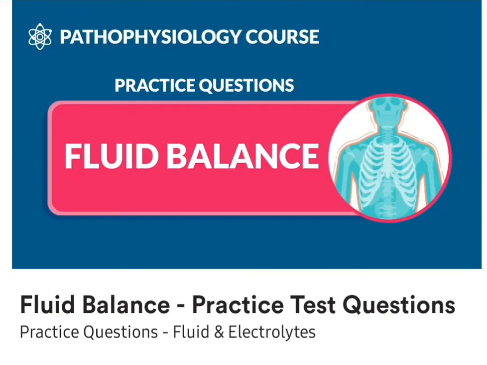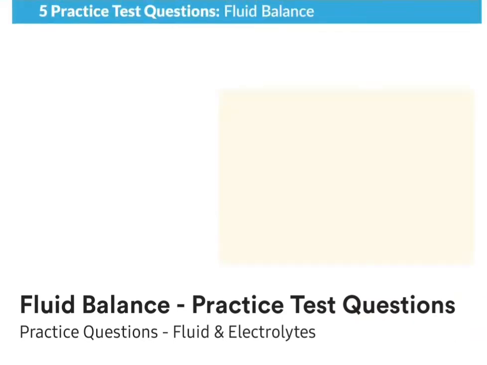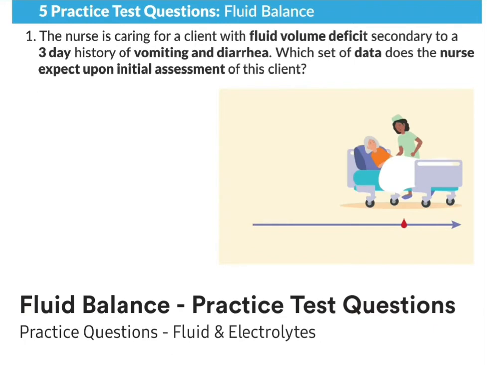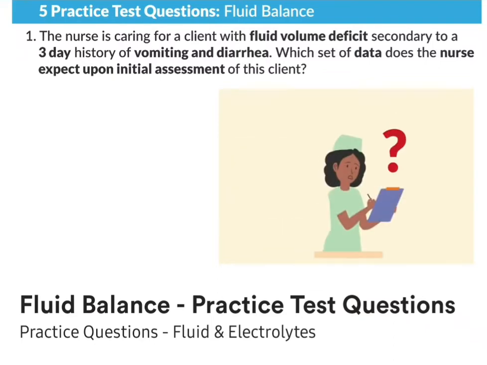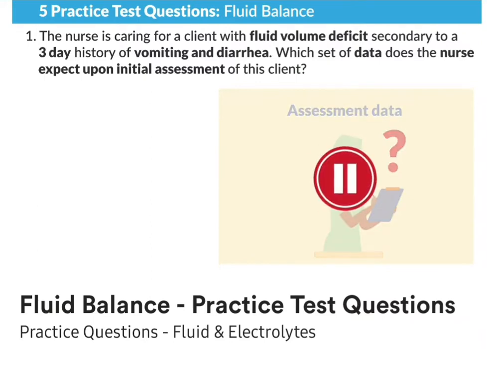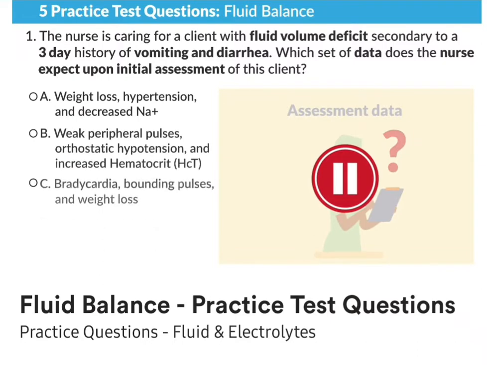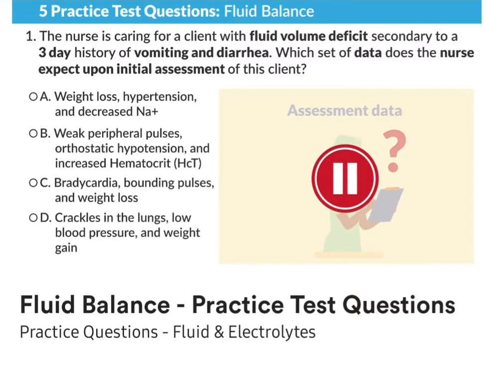Moving on to the 5 practice test questions for fluid balance. So question 1. The nurse is caring for a client with fluid volume deficit, secondary to a 3-day history of vomiting and diarrhea. Which set of data does the nurse expect upon initial assessment of this client? So go ahead and pause the screen and try your best to answer this question in about 60 seconds or less.